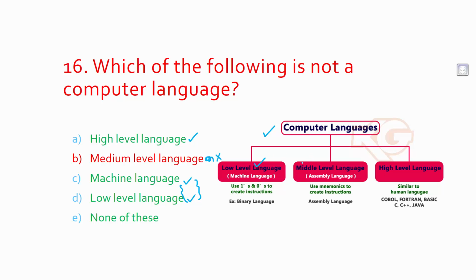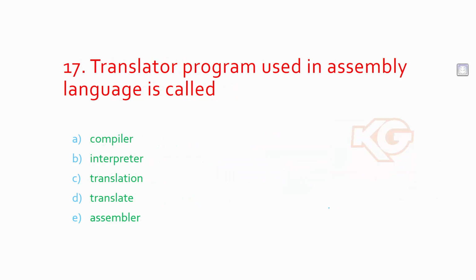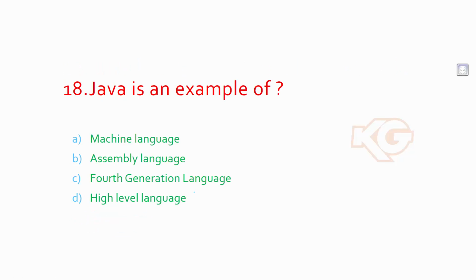So you see low, middle and high level, but there is no medium. Translator program used in assembly level language is called dash. It is so simple. We already discussed multiple times. It is the assembler. Java is an example of dash. It comes under higher level language. In depth, it is an interpreter.